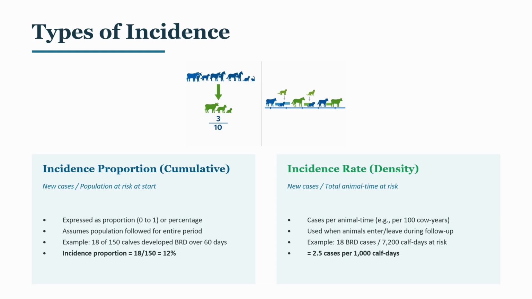The attack rate, which you'll see in outbreak investigations, is simply an incidence proportion calculated in an outbreak context. We'll come back to it in Unit 7.